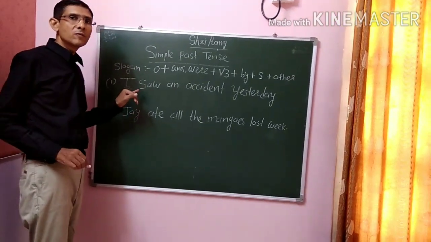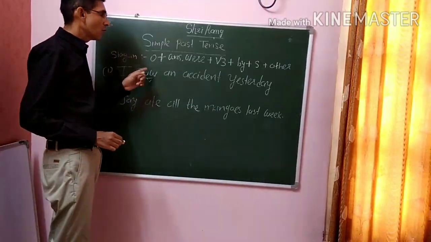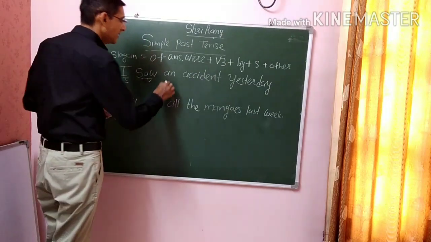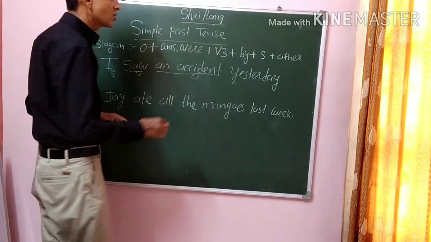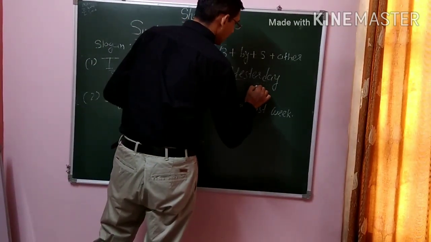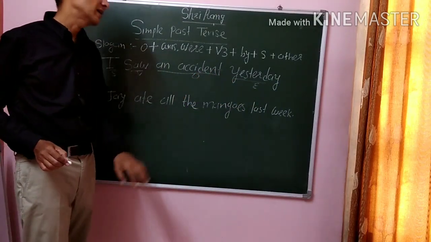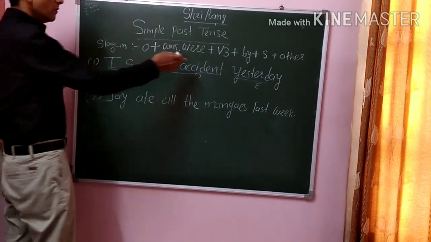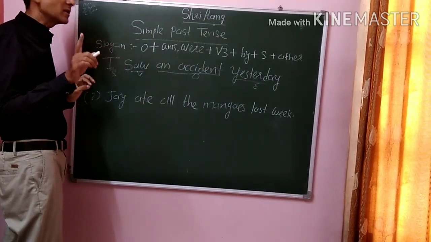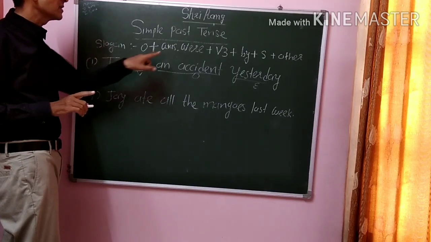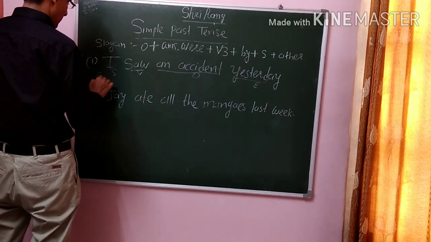Verb, which word here is the verb? Saw. And an accident is the object. And the remaining word, yesterday, is the extra word. All this extra word we will keep at the end of the sentence. Okay, so first an accident. We will follow the same way as in the simple present tense. The only difference is was and were. An accident.